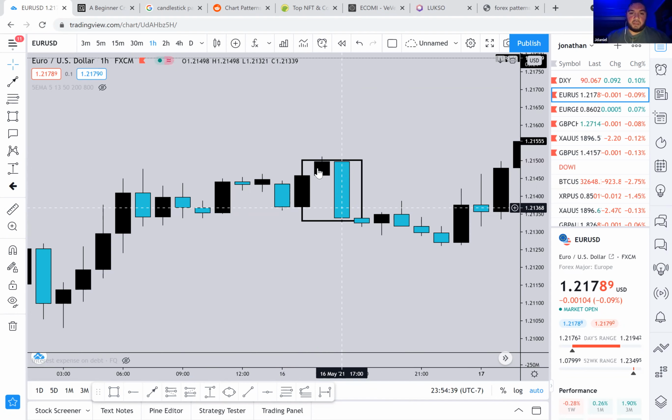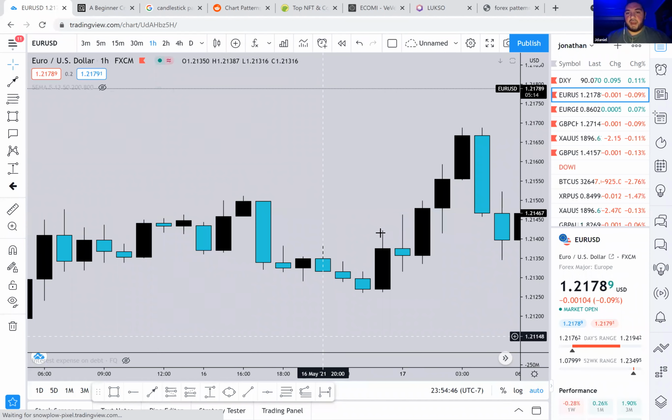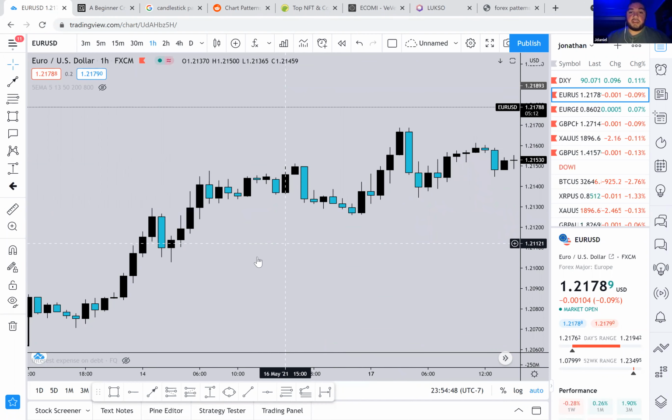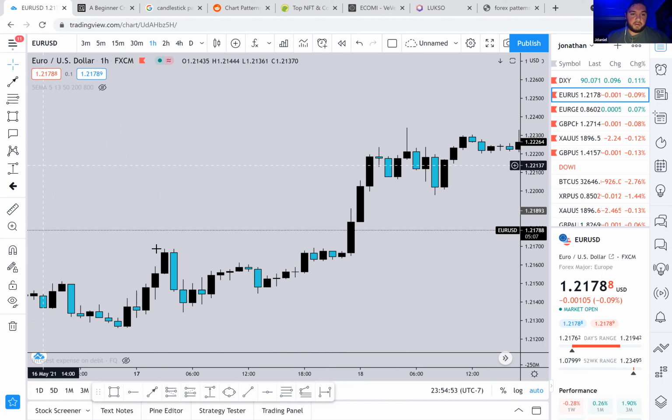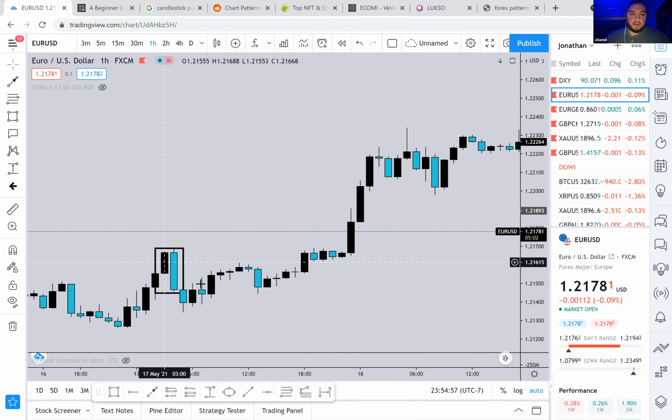Pregnant woman with the baby inside of it. So that's how I learned it, through the Candlestick Bible, a very good book that's definitely helped me a lot in understanding patterns. Another bearish engulfing here. Okay, so it's another bullish to bearish scenario.